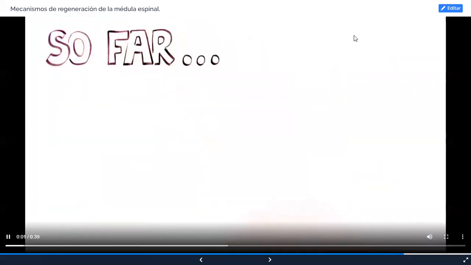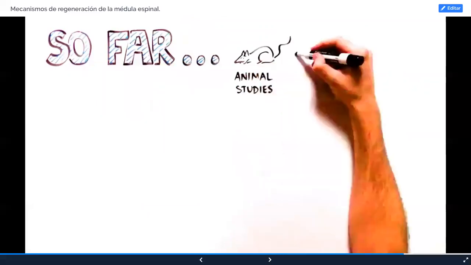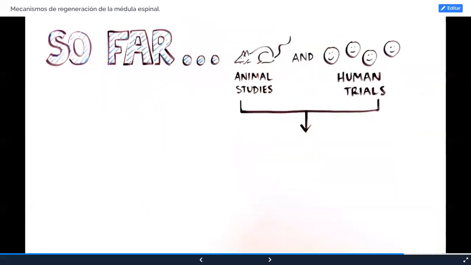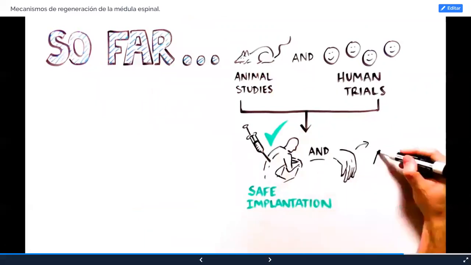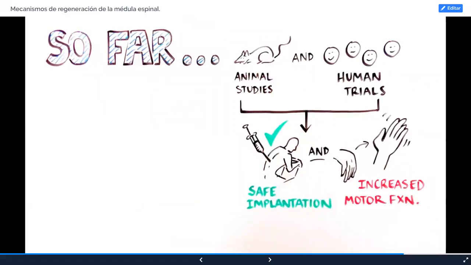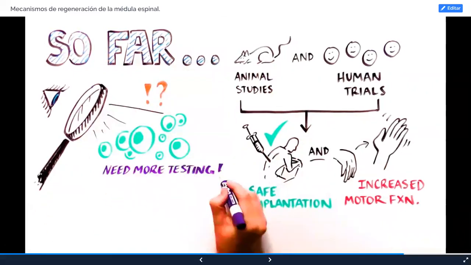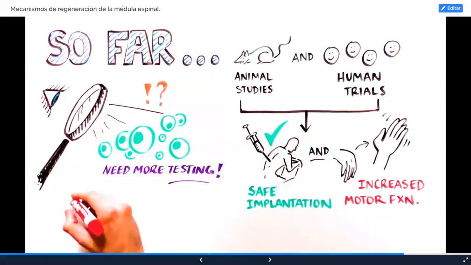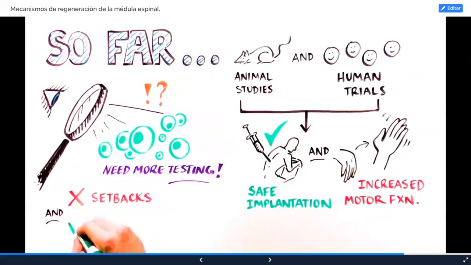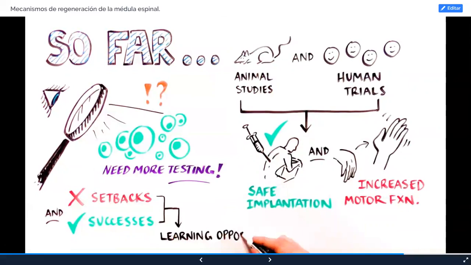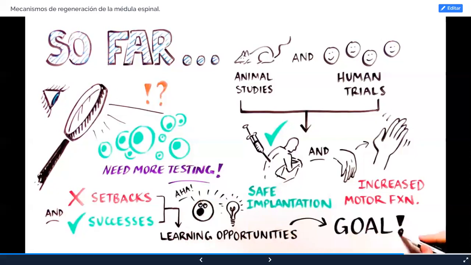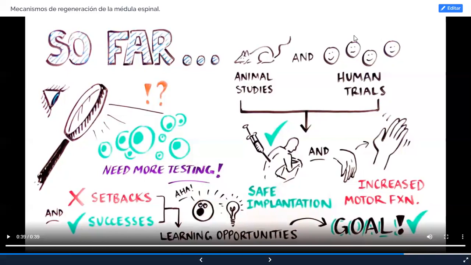So far, Asterias' animal studies and their ongoing human clinical trial have shown promising results. Safe implantation of the cells and, as a result, increased motor function. But it is important to remember these results are early, and this stem cell-based therapy must be tested further. With the successes we will celebrate, there will inevitably also be setbacks and obstacles along the way. However, even setbacks will provide learning opportunities for further scientific and medical exploration that will bring us closer to curing or mitigating conditions such as severe spinal cord injury.